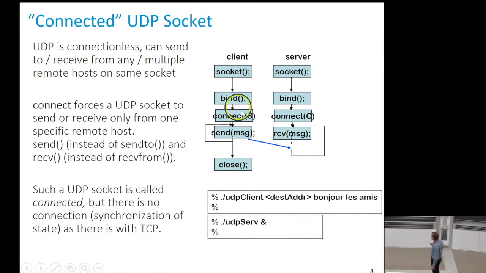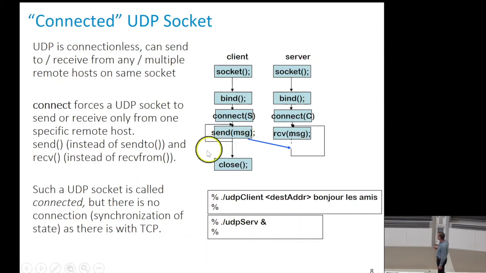So if you connect the socket on the client side, it means that you allow this socket to work only with a given remote system. So you give the IP address and the port number of the remote system. And from now on, this socket can only be used with that remote system. And the benefit is that you don't need to say whom you're sending to, you just send. So it's like writing into a pipe or writing into a file.